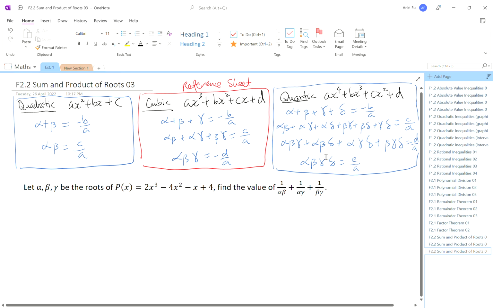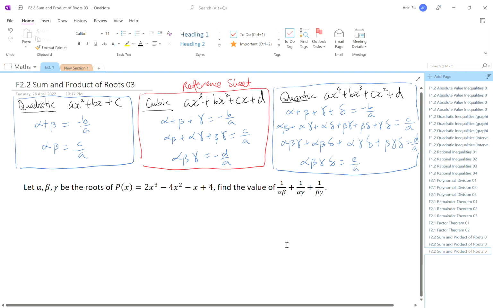Notice the pattern that is generated from here. Over here it is negative b on a, c on a, then negative b on a, c on a, negative d on a. Over here it is negative b on a, c on a, negative d on a, e on a. So you can see a pattern, and you can easily remember this without a derivation process.